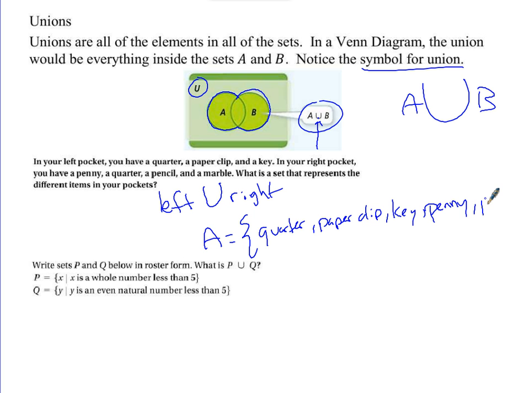But I do have a pencil, and of course a marble. Everybody has at least one marble in their pocket. And that's it. Okay, so that's the set that represents the union of those two things.